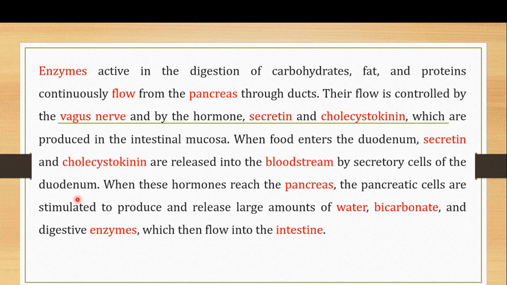When these hormones reach the pancreas, the pancreatic cells get stimulated in response to the entrance of the food into the duodenum. The pancreas then releases a large amount of water and bicarbonate, and these two are responsible for neutralizing the gastric juices from the stomach. It also releases digestive enzymes like the lipases, the proteases and the amylases, which go for the digestion of the different kinds of food material like the carbohydrates, the proteins and the lipids.